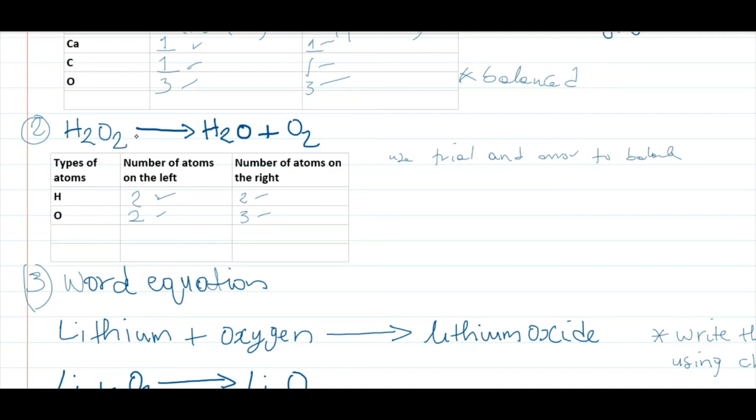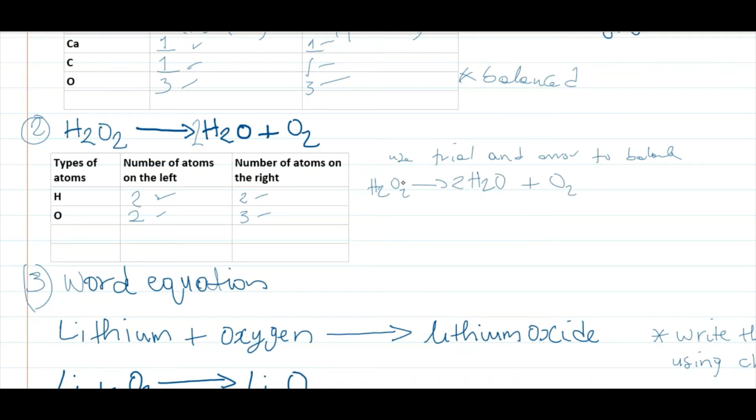to make the oxygens balanced, because the problem is the oxygen, not the hydrogen. The hydrogen is balanced. We just have to balance the oxygen. So what we're going to do is put 2 in front of the H2O right here and rewrite the equation again. So we have hydrogen peroxide decomposing to 2 lots of water, H2O, plus an oxygen gas. That is just a gas that escapes to the environment.